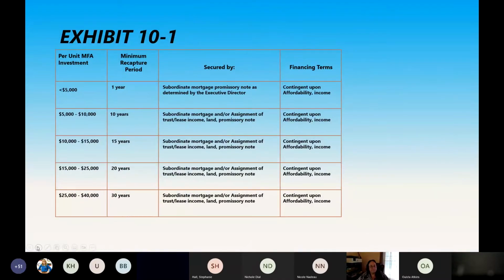So per unit investment, 5,000, the recapture period would be 1 year. 5 to 10,000, 10 years. 10,000 to 15,000, 15 years. 15 to 25, 20 years. This pretty much matches the useful life stuff that is in the guidance there.